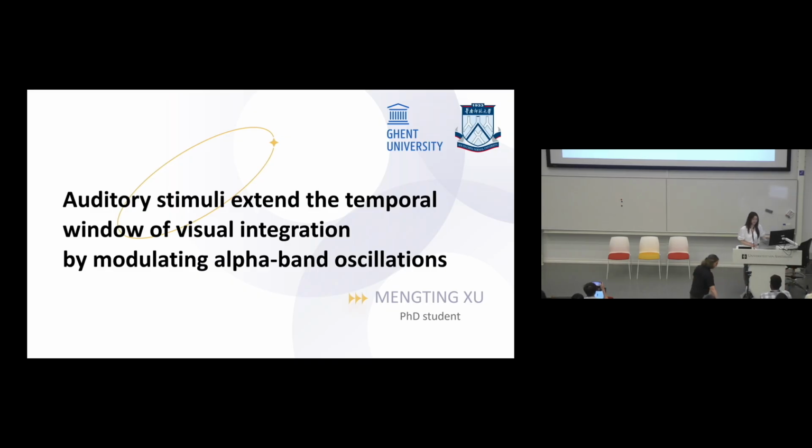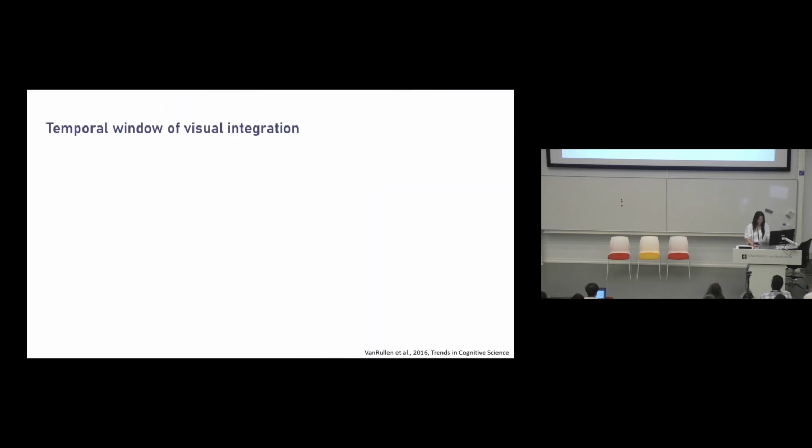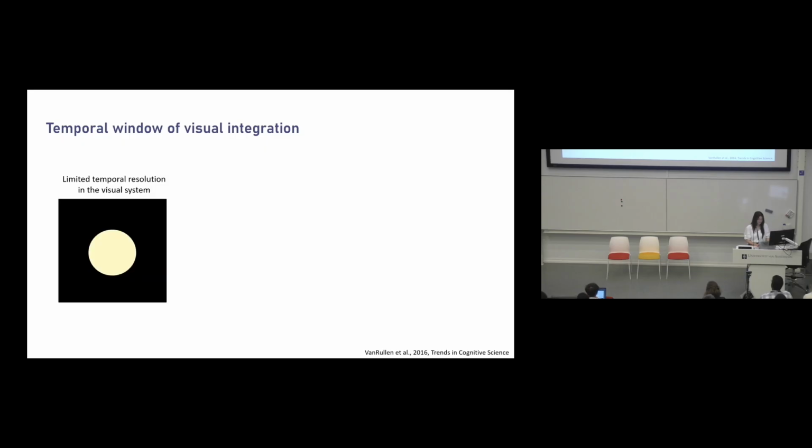Hello everyone, my name is Mengting Xu and I'm from Ghent University. Today I would like to introduce my recent work about how auditory stimuli change the temporal window of visual integration by modulating the alpha band oscillation. We all know our visual systems have difficulty in distinguishing events that occur too close in time. Let's watch a video to learn about these limitations in temporal resolution.